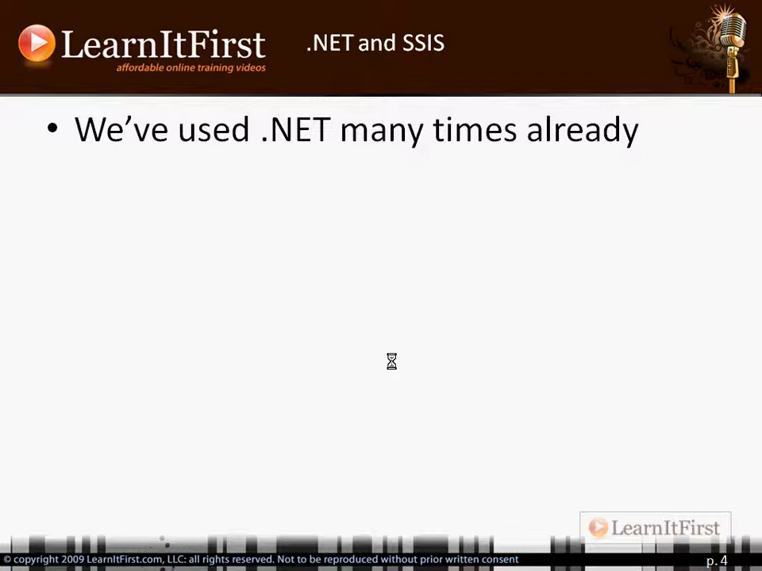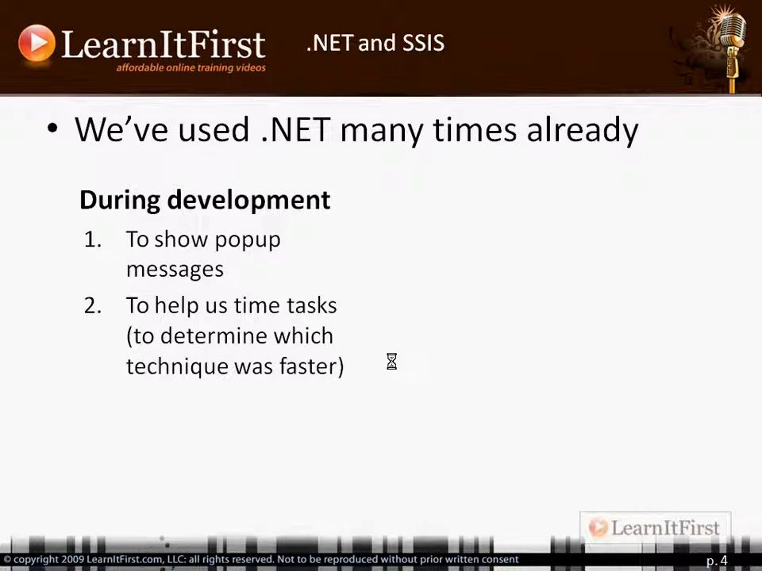We've already actually played with .NET a couple of times. While we were doing package development, we popped up little pop-up messages to show us the value of a variable. We used a little bit of a timer. You remember doing that in some of the earlier packages. Now, those were only development. We would never do those types of things, little pop-up messages and such, in a production level package. But during development, it sure does help us figure out what's going on, right?